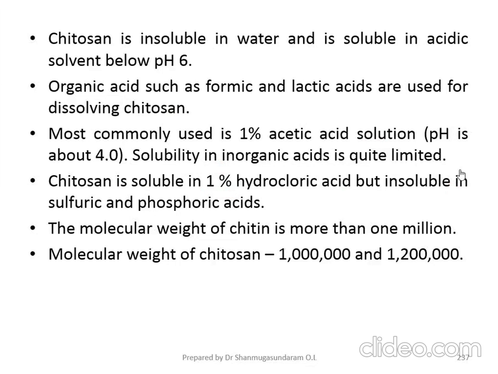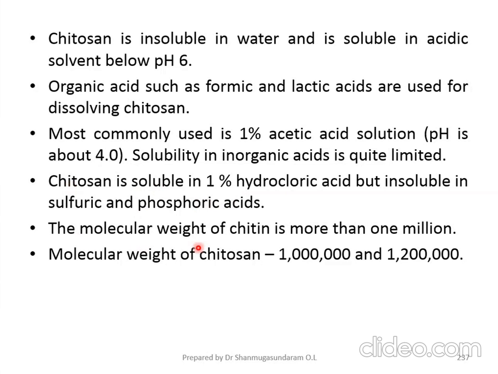And please make a note of it here. Chitosan is soluble in 1% hydrochloric acid, but insoluble in sulfuric acid and phosphoric acid. This is the peculiar property of chitosan. This chitosan polymer is soluble in hydrochloric acid, but insoluble in sulfuric acid and phosphoric acid. This is the peculiar property which the chitosan polymer has.